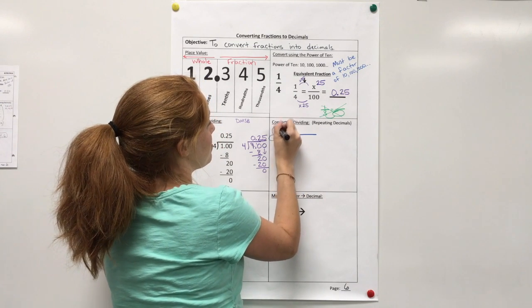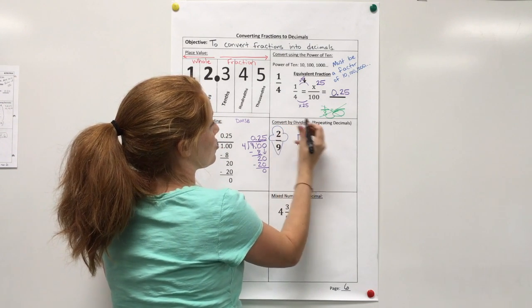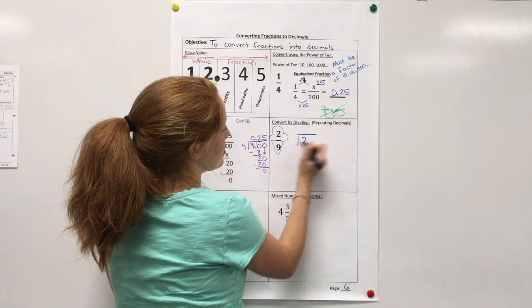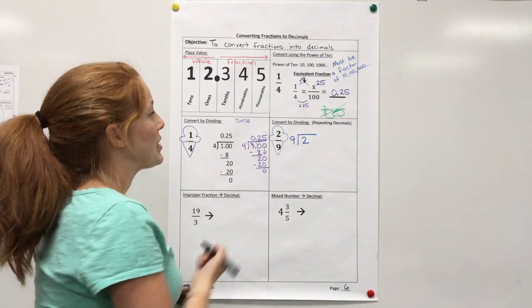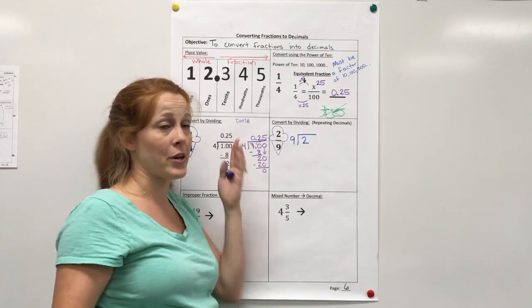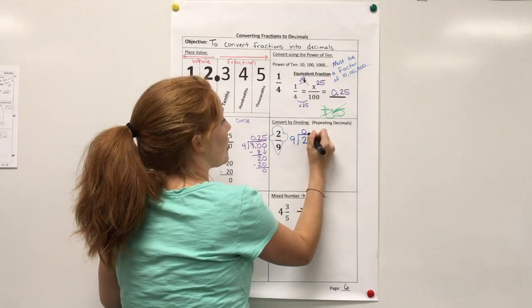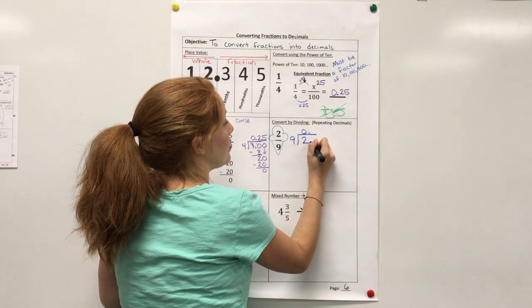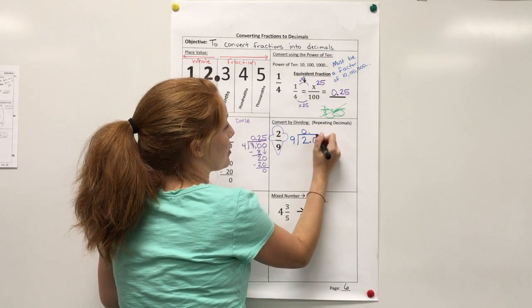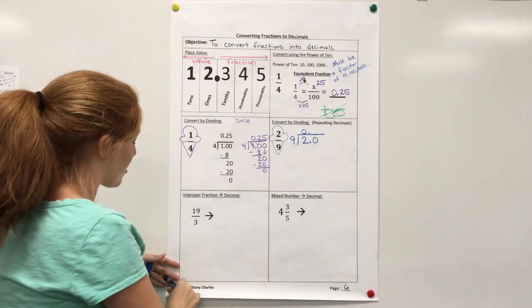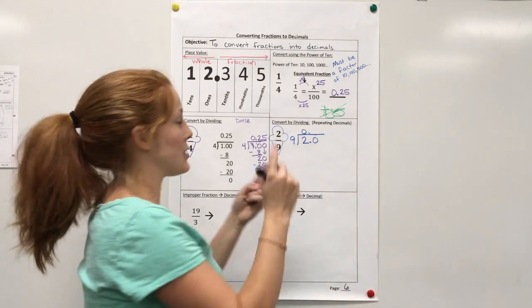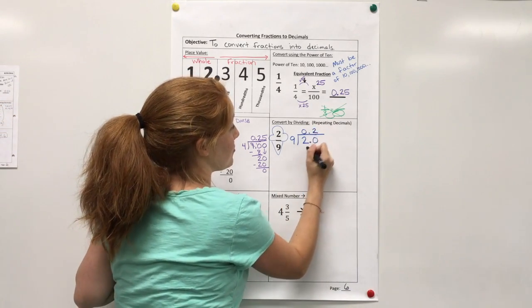This is my ice cream. So 2 is going to go in the freezer. The 9 is going to go outside. All right, 9 does not go into 2 because 9's bigger. So that's a 0. I put a decimal, and I add a 0 in my dividend. Now 9 goes into 20. Well, 9, 18, so that's twice.